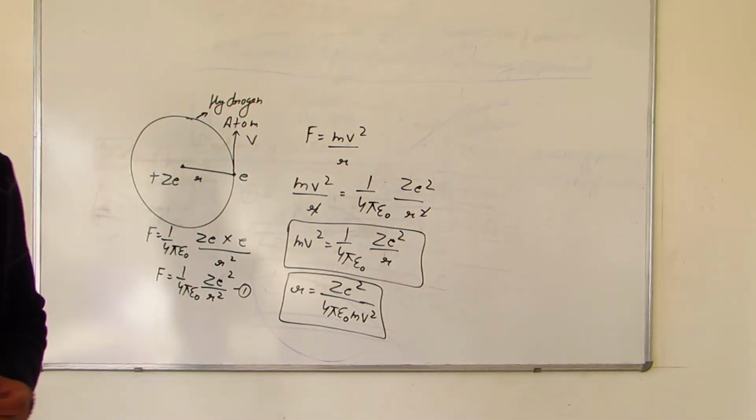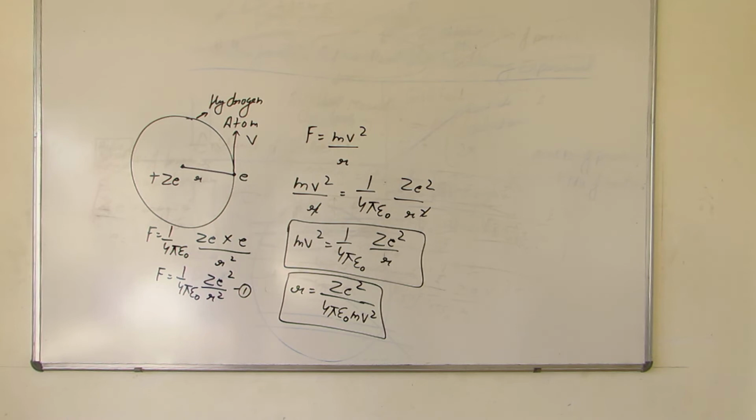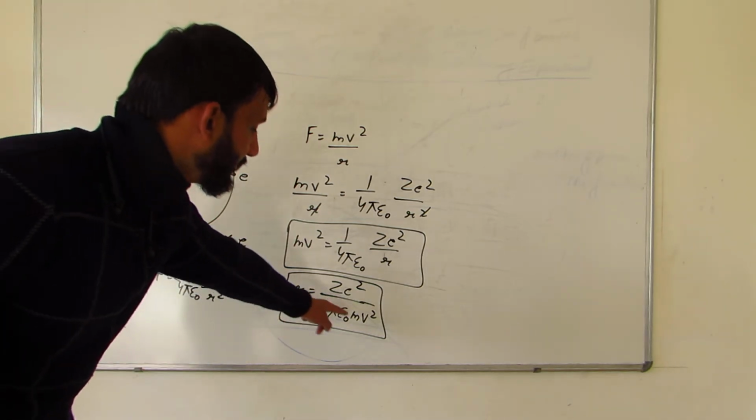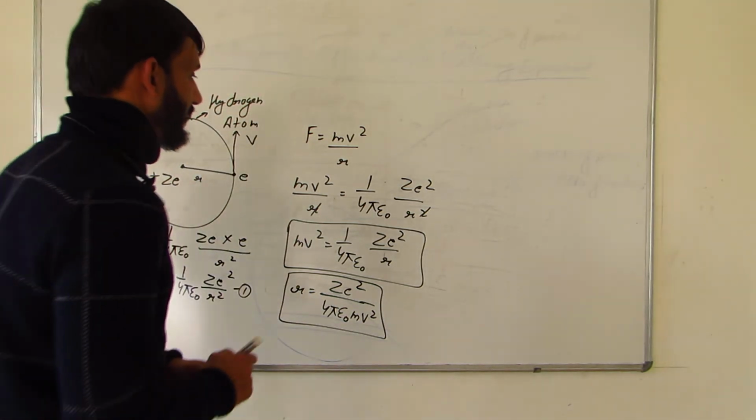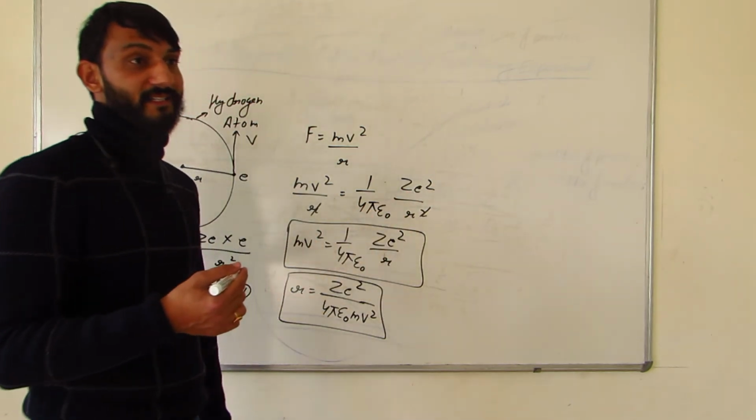But there is a problem here. The problem is that this expression contains velocity, and I do not want to have two unknowns in a single equation. I want to be specific. I want to find out the details for radius. Therefore, I have to remove it. How do I do that? Using Bohr's quantization condition.